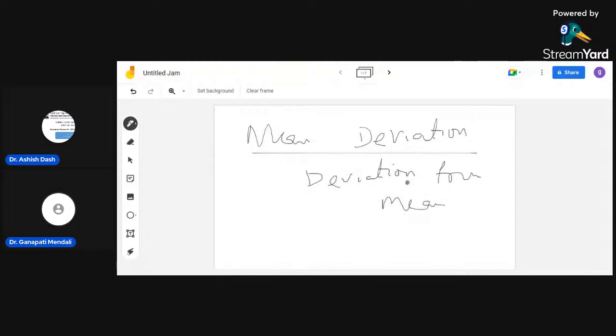So how do we calculate the mean deviation? The formula is 1 by n, summation of the absolute value of x minus x bar. You have to take the absolute deviations. If we have frequency data, then 1 by n.